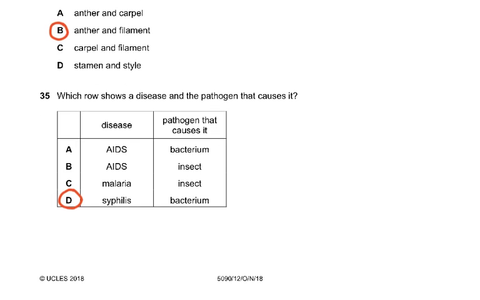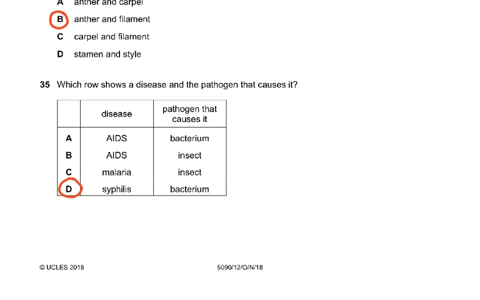Then number 35, which row shows a disease and the pathogen that causes it? So if four diseases, AIDS, malaria, and syphilis, you know AIDS is caused by a virus, so the first and the second are wrong. Malaria is not caused by an insect, it's caused by Plasmodium, but the insect is the vector. And syphilis is the one which is caused by a bacterium, so that was the correct answer to that.